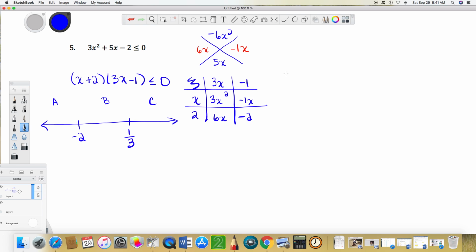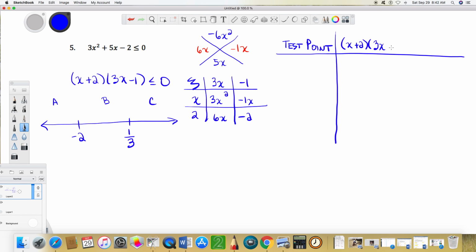So let's proceed in a table. I'm going to write my table over here just to give myself some more room. I'm going to label my first column test point. My middle column, I'm going to use my factored form of my inequality. I could use the original inequality, it's just usually easier for me on arithmetic to use my factored form. And then I'm going to have a column that I call the truth column.